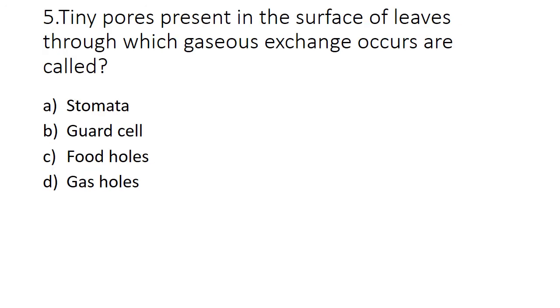Tiny pores present in the surface of the leaves through which gaseous exchange occurs are called. A. Stomata, B. Guard cells, C. Food holes, or D. Gas holes. So the correct answer is option A. Stomata. These are tiny pores, holes in the leaves through which gaseous exchange occurs. And the stomata are surrounded by guard cells which protect it. So now we will move on to the next question.